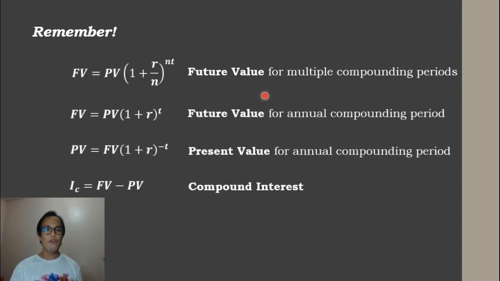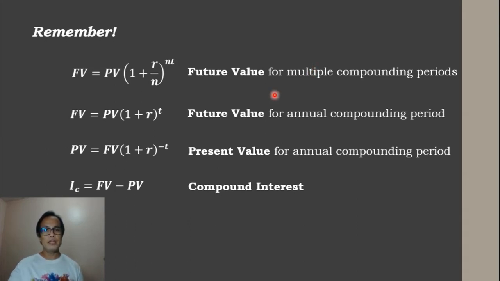So we have four formulas here. The first formula is for the future value for multiple compounding periods. That means we will be using this formula if the given compounding period is multiple. That means the amount is compounded more than once a year. That means semi-annually, quarterly, or monthly.